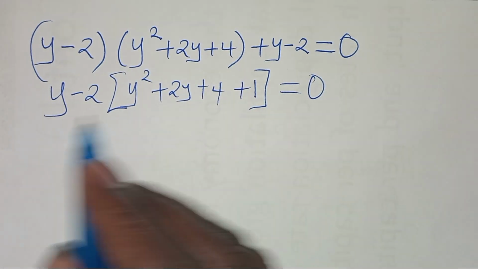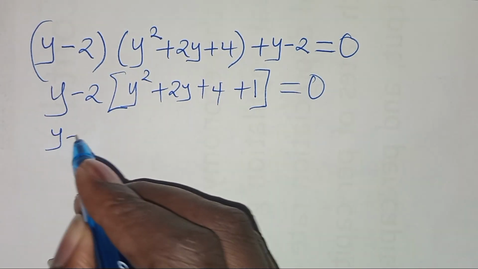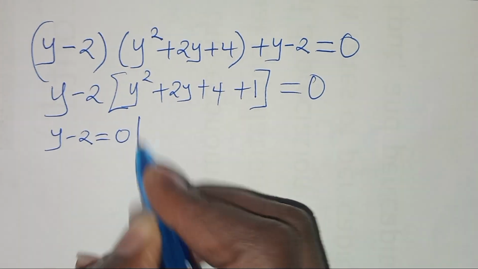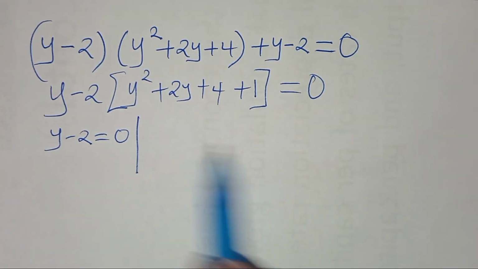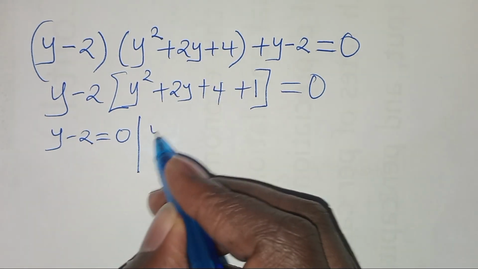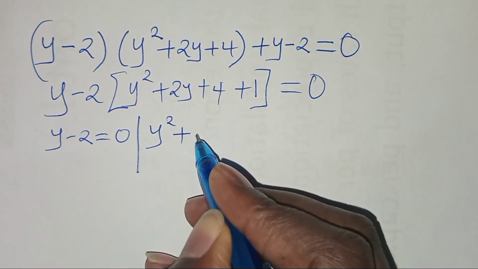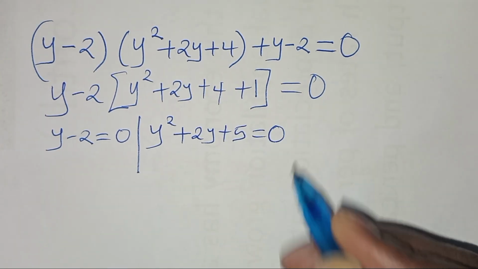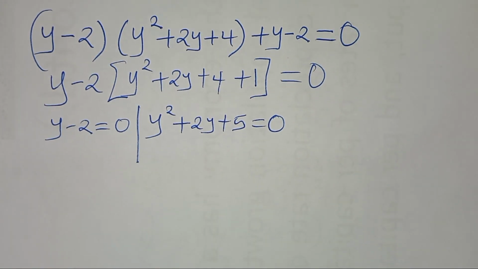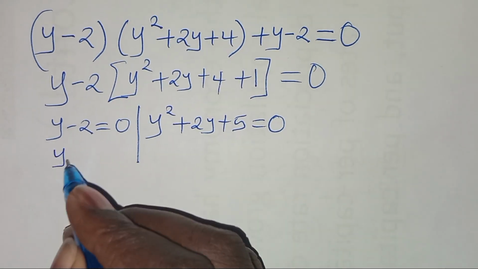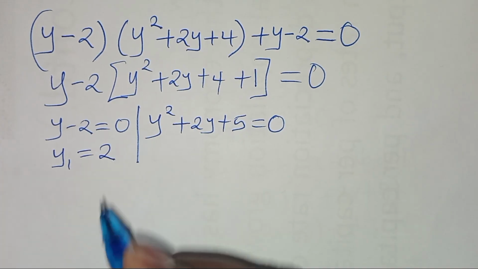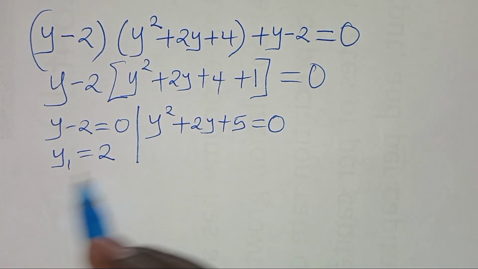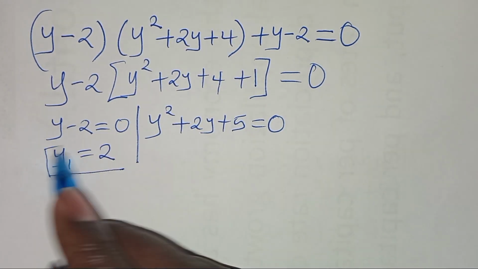Now from here, we have two parts. We have y minus 2 equal to 0. And the second part is a quadratic equation, which is y squared plus 2y plus 5, equal to 0. Now that means we have y1 equal to 2. So this is the real solution.